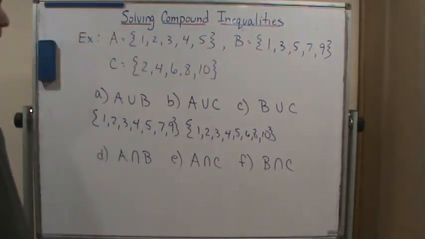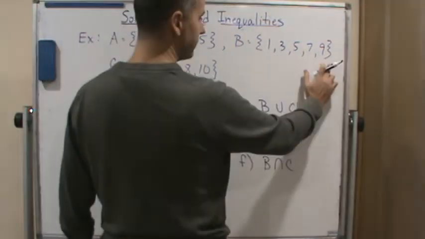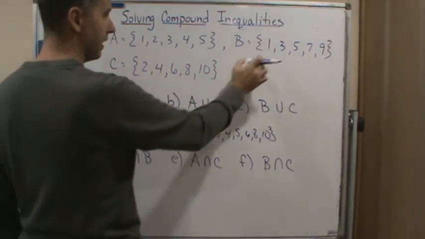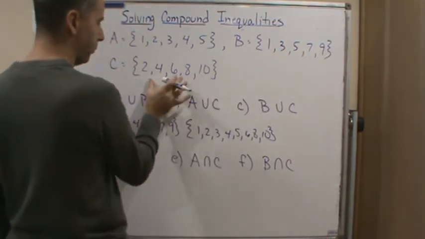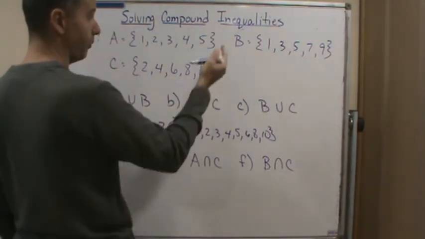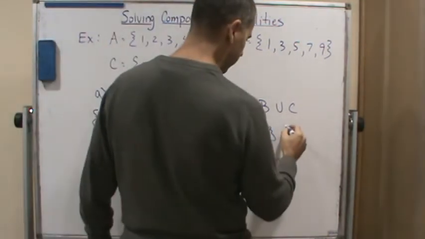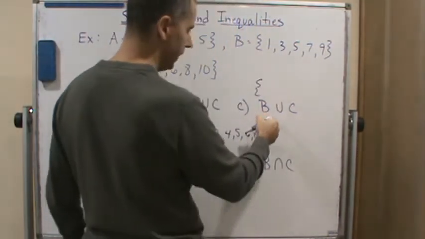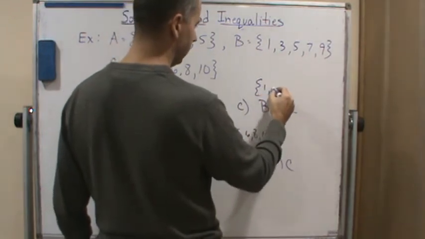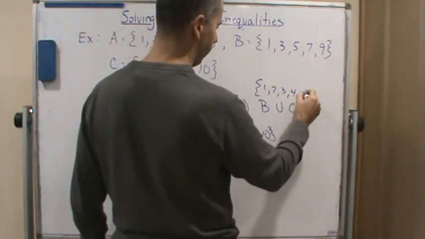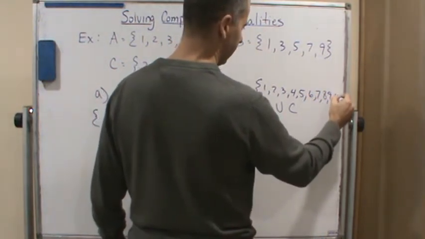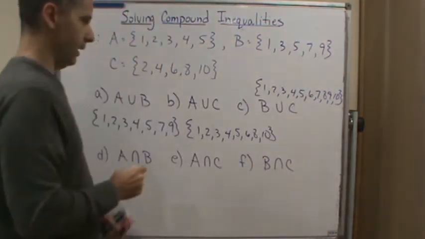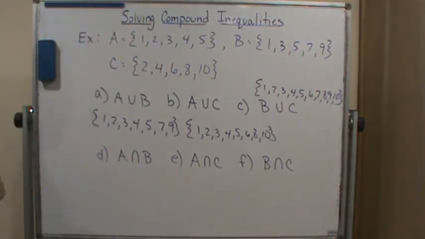Okay. Now what about B union C? B union C means I'm going to take all of these numbers and all of these numbers. They have nothing in common, right? So that means there are no duplicates. So I want everything in both of these together. So that's going to give me everything from 1 to 10. So B union C is going to be 1, 2, 3, 4, 5, 6, 7, 8, 9, and 10. And so that's the answer to B union C.